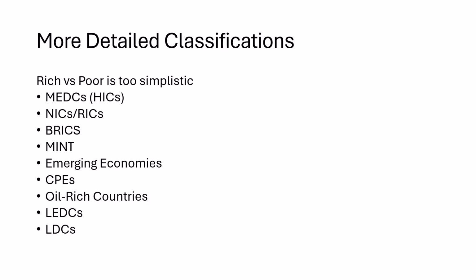Now, those three are really good classifications, but just comparing countries by rich and poor is really simplistic and it's hard to give accurate definitions. So we use some other more nuanced classifications. First one being MEDCs or more economically developed countries. These are essentially just your HICs, countries like Japan and Germany that are highly developed with really strong economies and high living standards. Next, we have NICs or RICs as well.